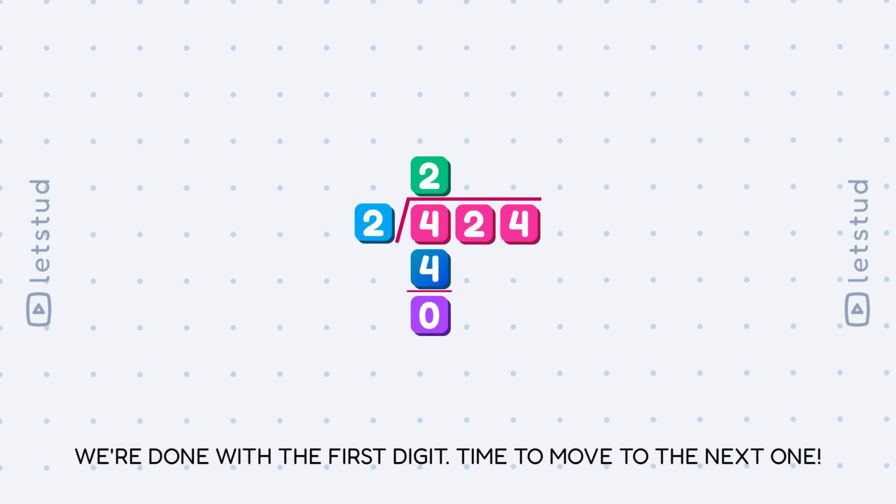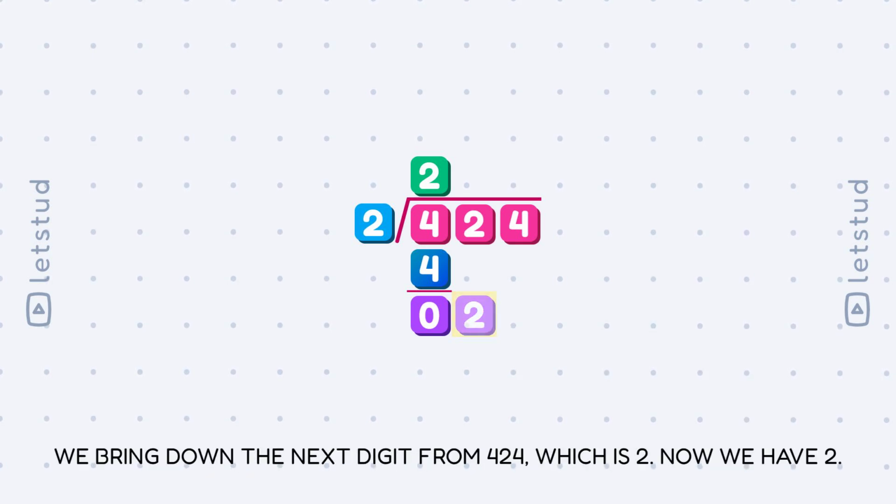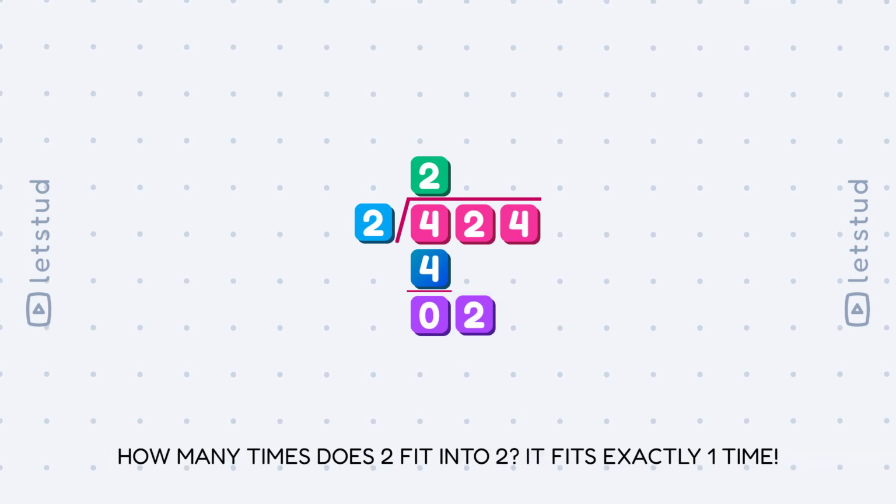We're done with the first digit. Time to move to the next one. Ready for the next step? Let's go. We bring down the next digit from 424, which is 2. Now we have 2. How many times does 2 fit into 2?